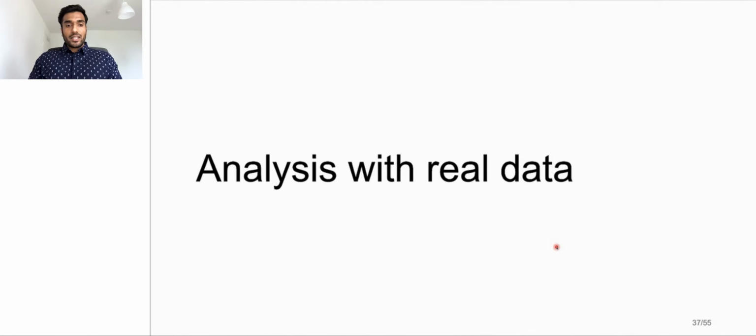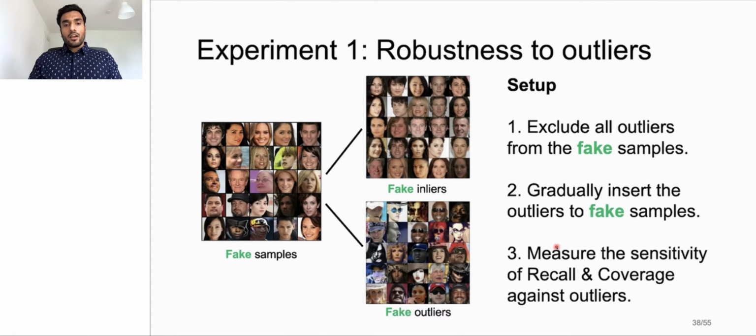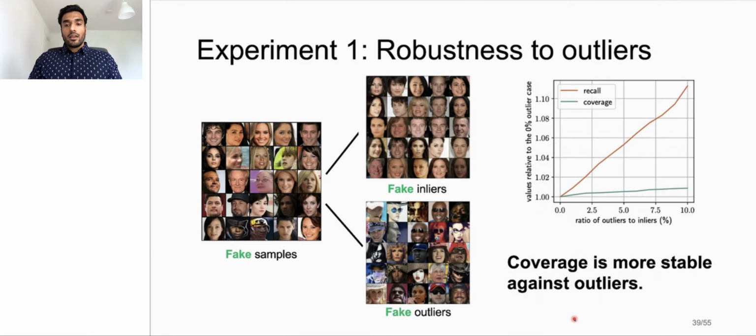Now let's analyze our metrics with some real data. For the first set of experiments, we show the robustness to outliers by training a StyleGAN on the FFHQ dataset. We generate a large number of samples, and we divide them into inliers and outliers based on the point's nearest neighbor distance. At the start of the experiment, we have no outliers in the set, and we gradually add the outliers to see how our diversity metrics change. In this example, we see that as the ratio of outliers increases, our recall metric explodes by 12%, while our coverage is relatively stable.